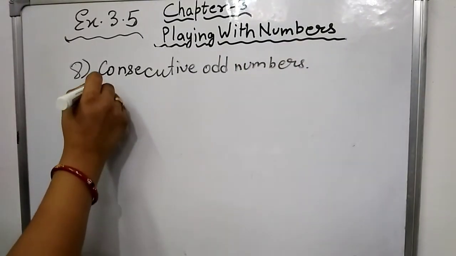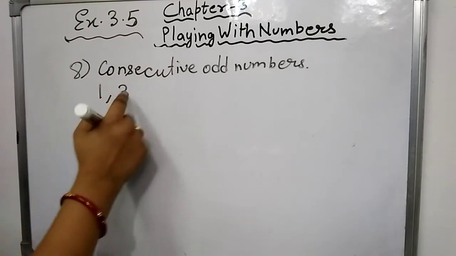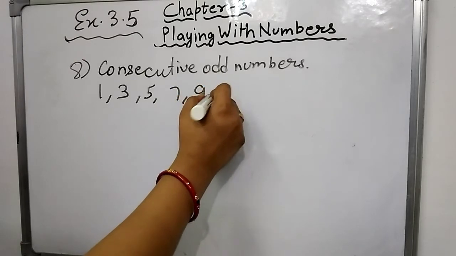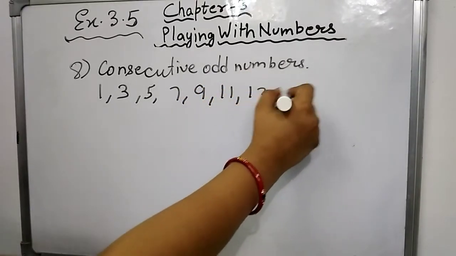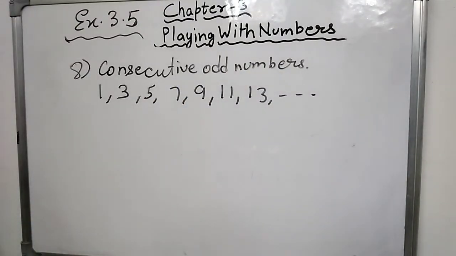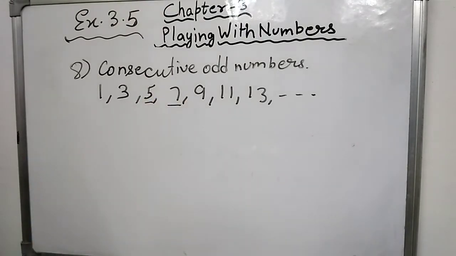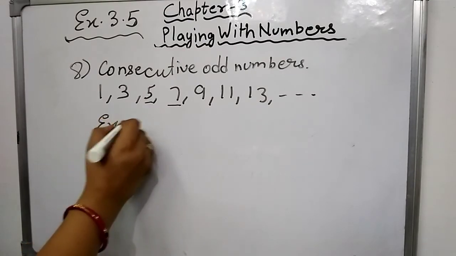Let's see odd numbers first. 1, 3, 5, 7, 9, 11, 13 and so on. Take any two consecutive odd numbers. Let's take 7 and 5 for example.